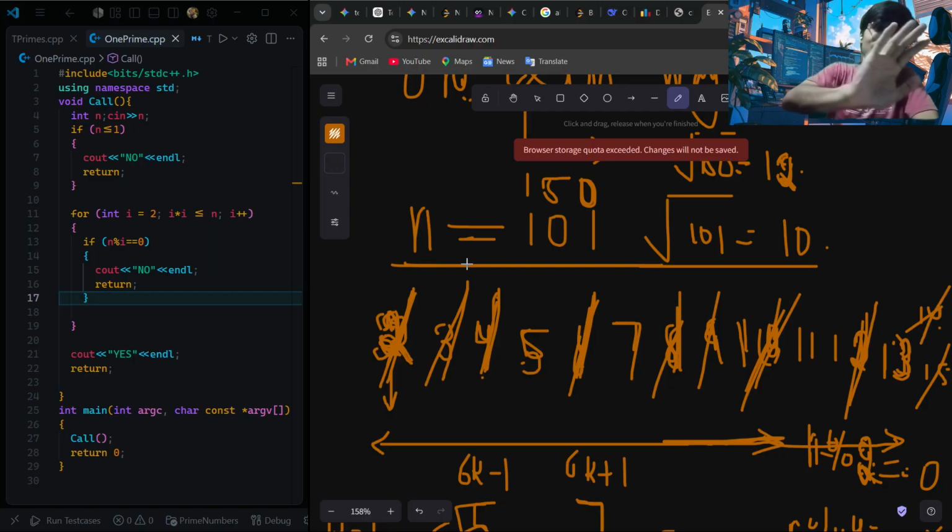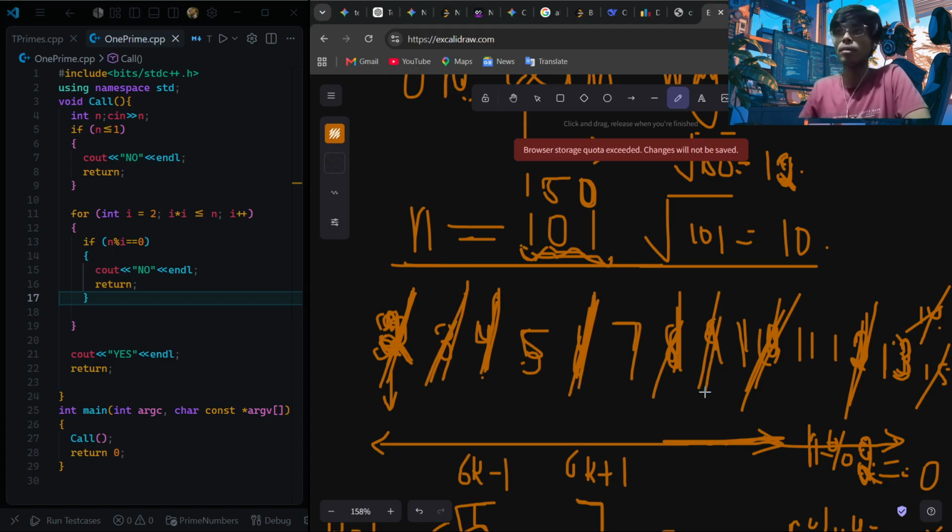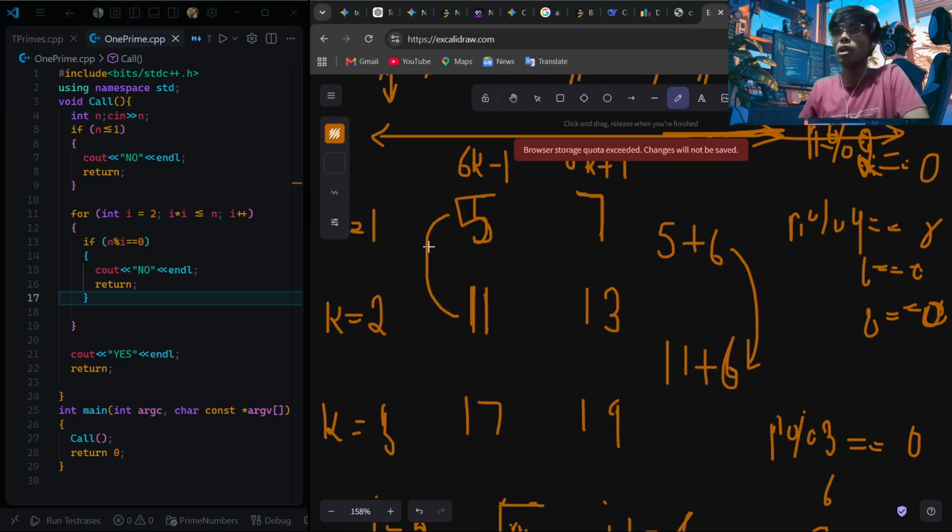Let's take this example and just understand the concept. So suppose this is a number and it is not divisible by 3 also. Then it will never be divisible by 6, never by 9, never by 12 or 15. Okay, so if we see, what are we left with? We are left with 5, 7, 11, 13, 17, 19.